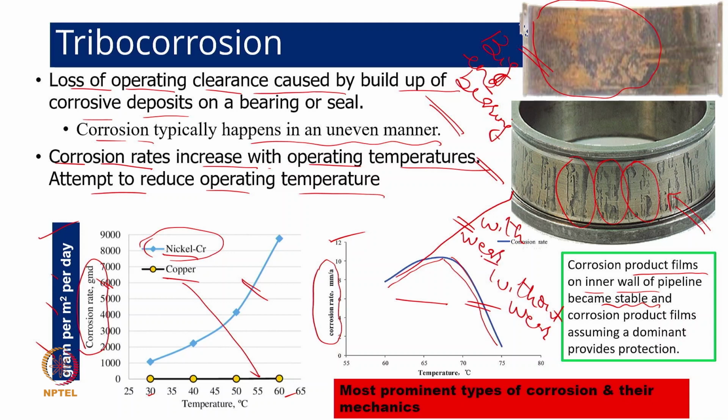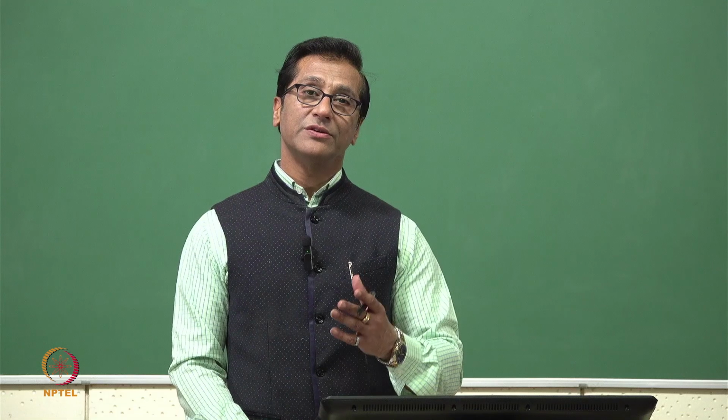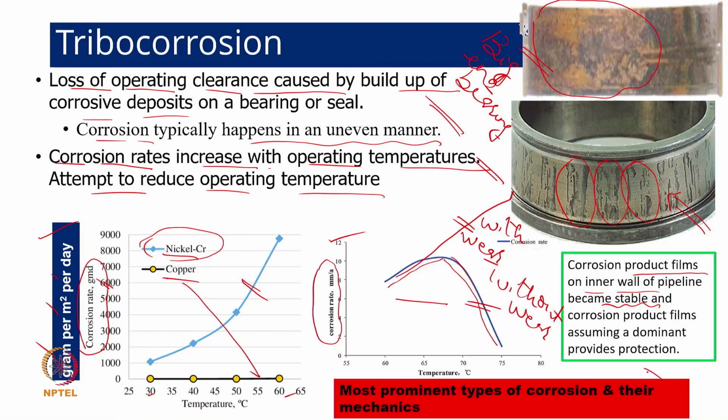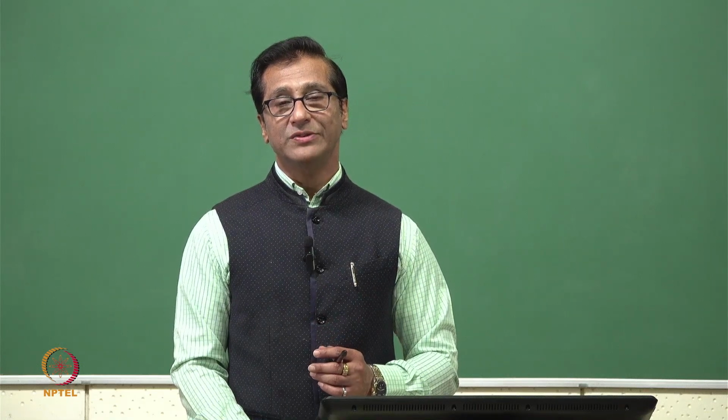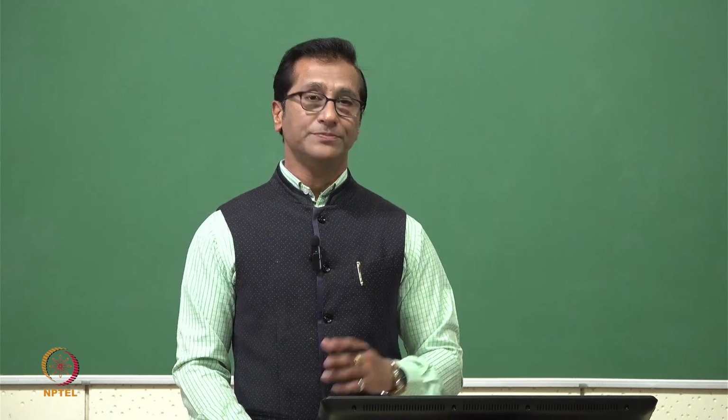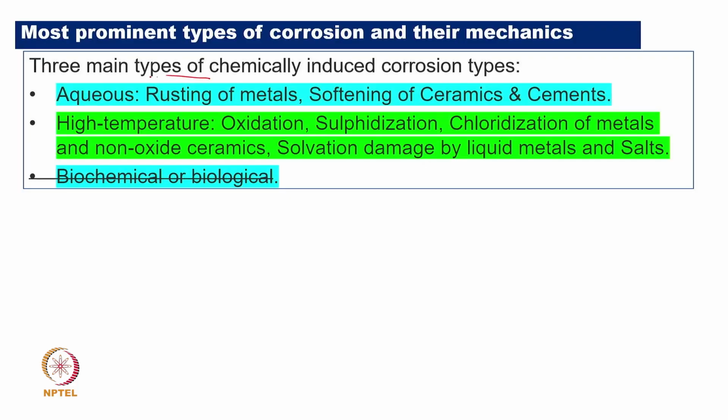So that's why there is a synergy between tribology and wear, also between corrosion and wear, and that is very important to understand. However, before exploring all those, we need to understand the dominant causes of corrosion, the dominant types of corrosion, so that we can think about which corrosion type is much more significant, and we need to act on those. The three main types of chemically induced corrosion given here are aqueous corrosion, high temperature corrosion, and biochemical or biological corrosion. We are not going to discuss biological or biochemical corrosion. We'll be discussing only aqueous corrosion and high temperature corrosion.